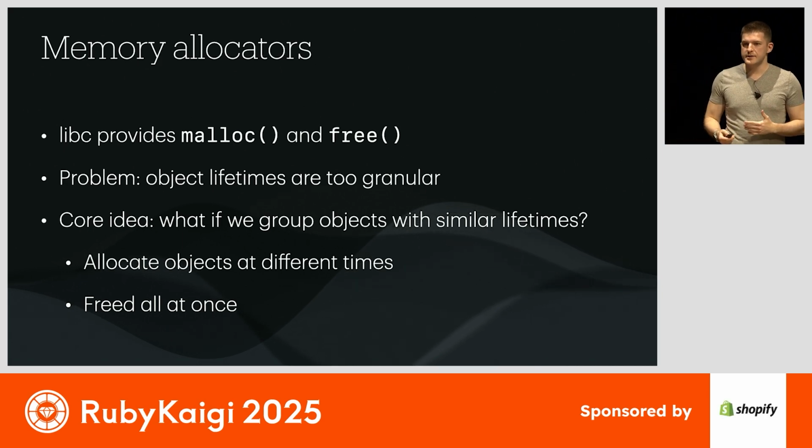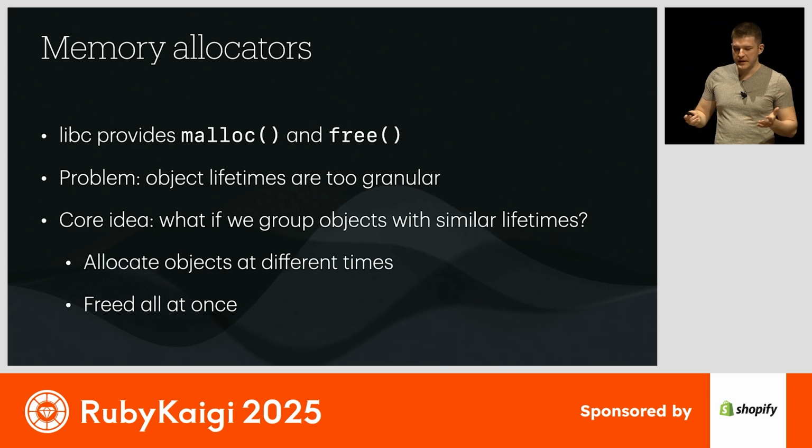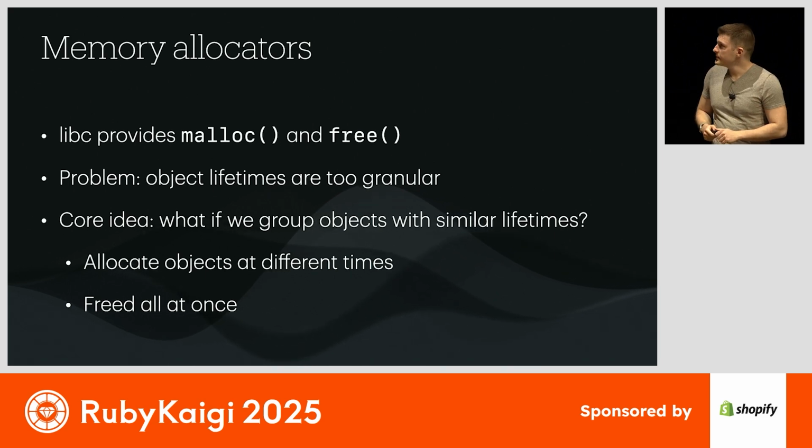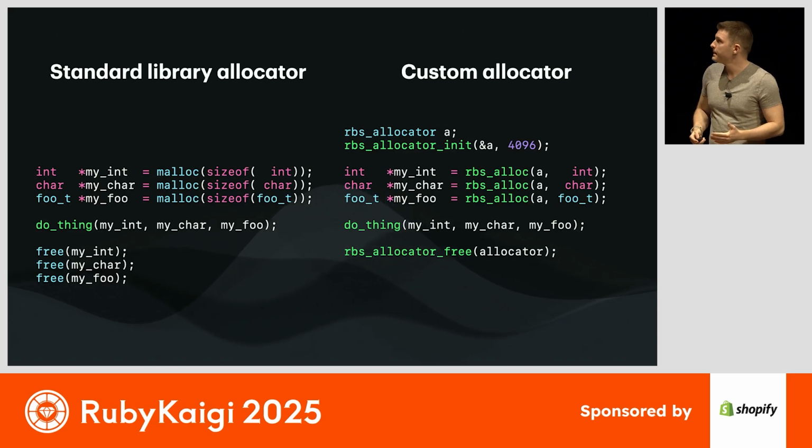Similarly, in our RBS case, we allocate a new RBS parser for every single signature that we parse. And whether we succeed or fail, we could just clear the whole thing at the very end, and there's nothing to worry about. So that's an example of how these two standard and custom allocators could look like.